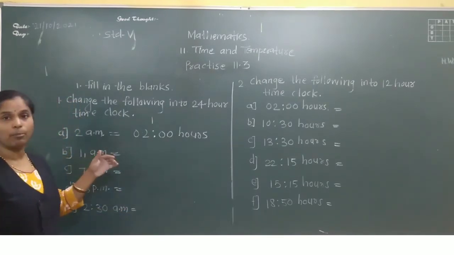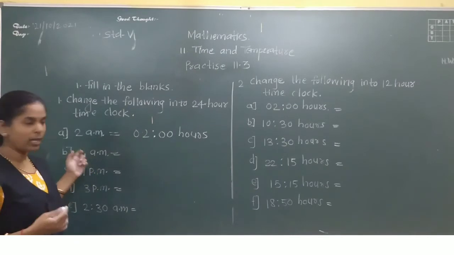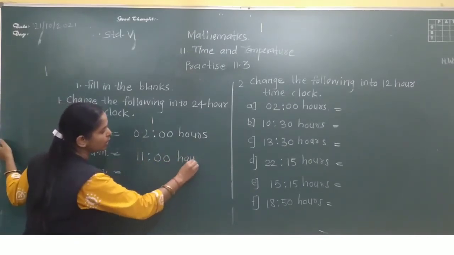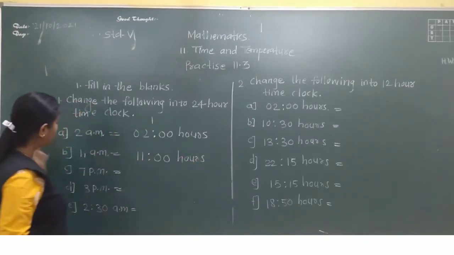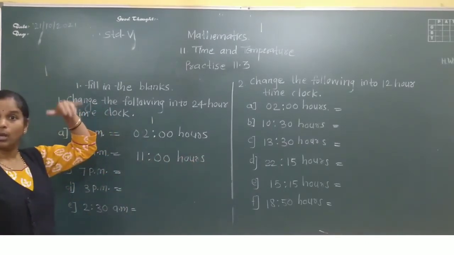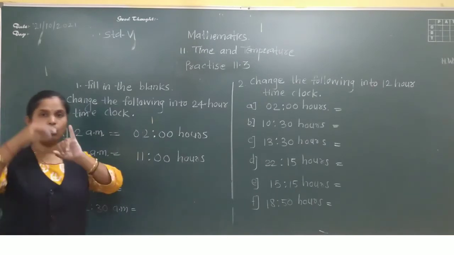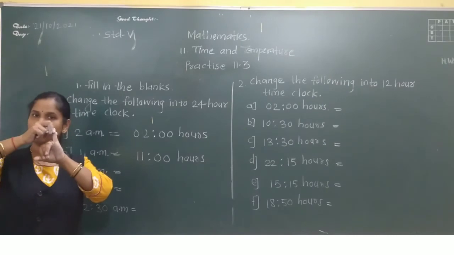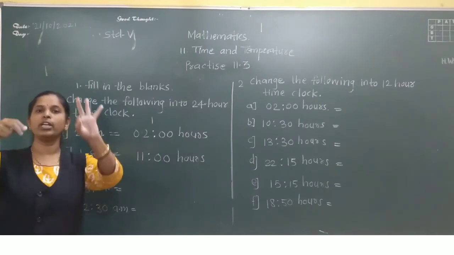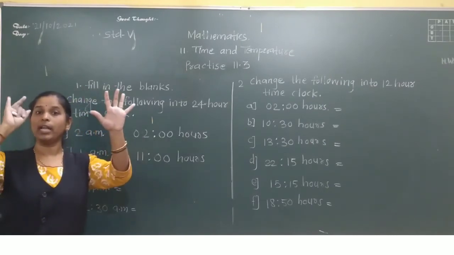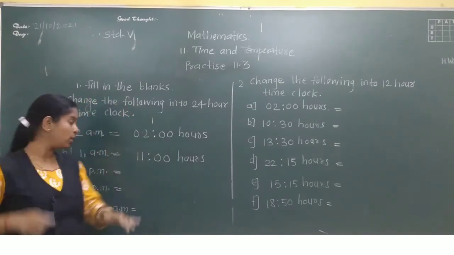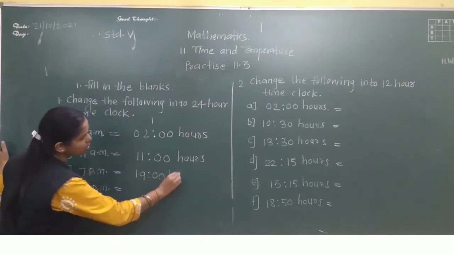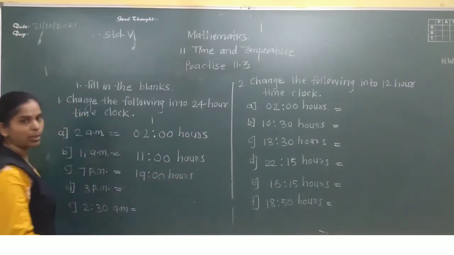Then 11 AM. Before noon it is 11 AM, so again how to write? 11 hours in 24-hour. Then 7 PM, post meridian. 1 means 13 in 24-hour: 13, 14, 15, 16, 17, 18 and 19. So 7 o'clock means 19. We write 19 hours. No need to mention AM and PM.